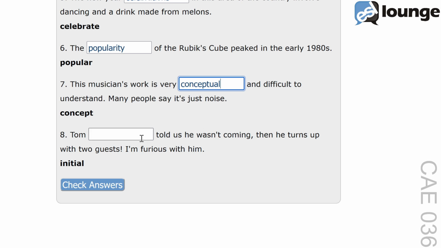And finally, the last one, question 8. Tom blank told us he wasn't coming. Then he turns up with 2 guests. I'm furious with him. The base word is initial. The correct form here is initially. Initially is an adverb that refers to the beginning stage of an action or event. It signifies what happened first before changes occurred. For example, she initially planned to study law but ended up becoming an artist.